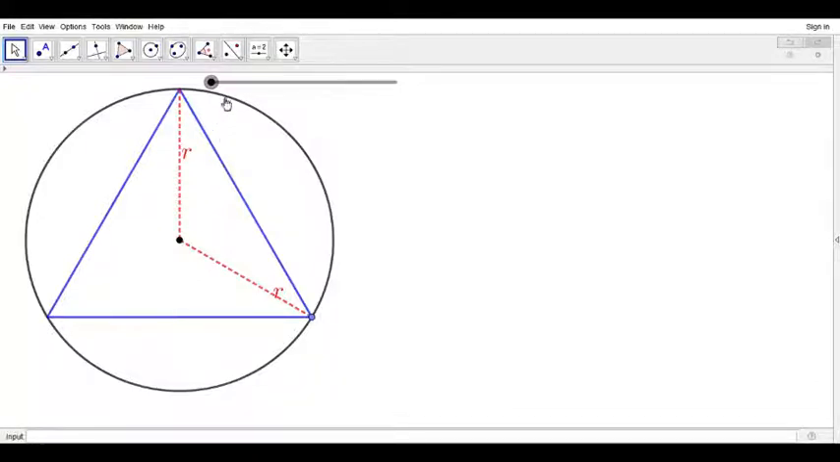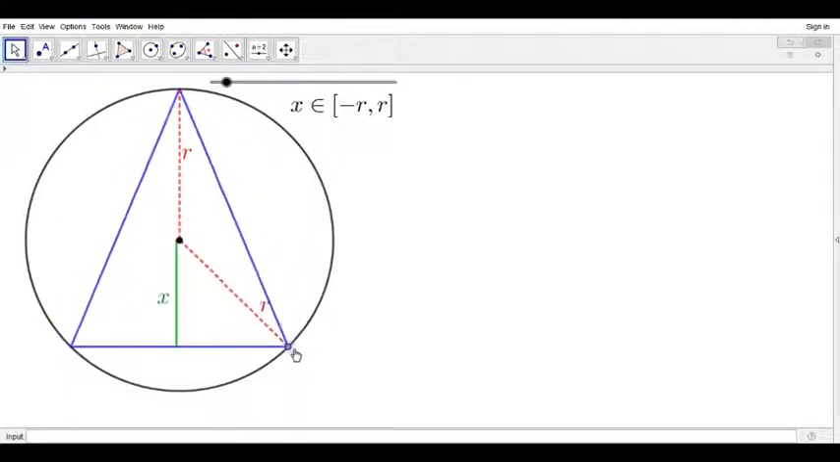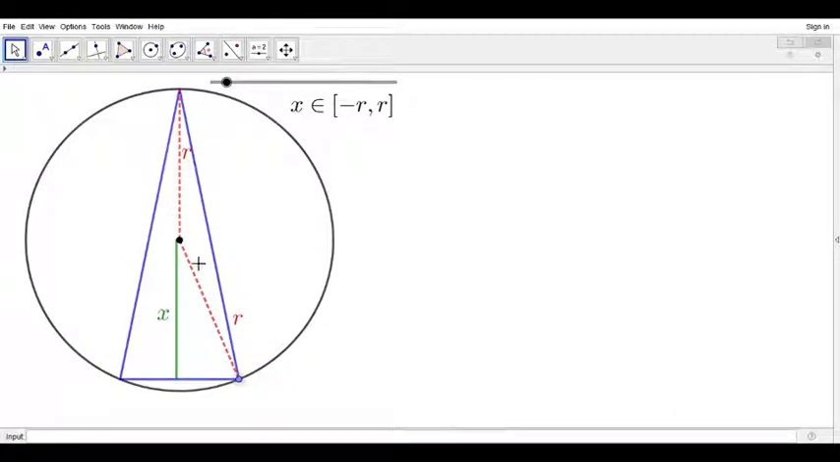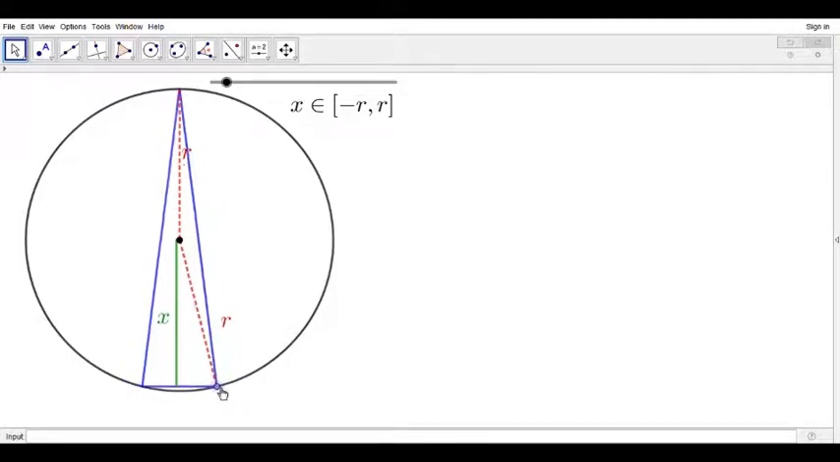of the triangle. What if we use x to represent not the distance of the base from the apex, but the distance of the base from the center? So there, x. And then here are some possibilities. If you make x longer, you can see that it can go no higher than the radius. You get a much taller triangle.